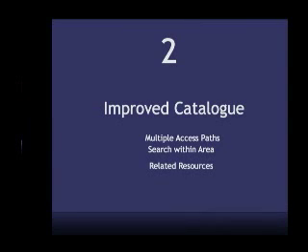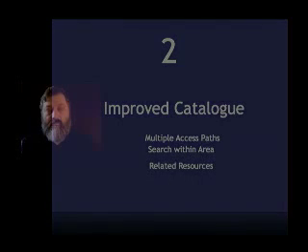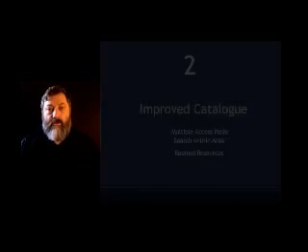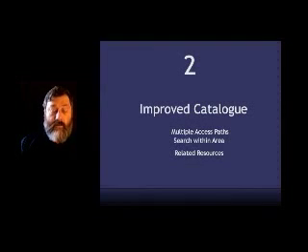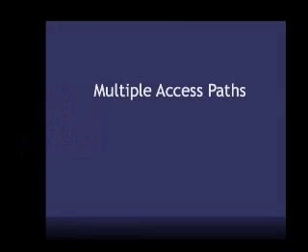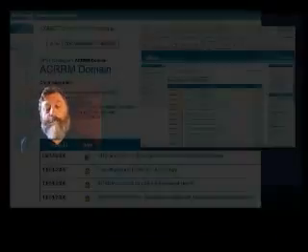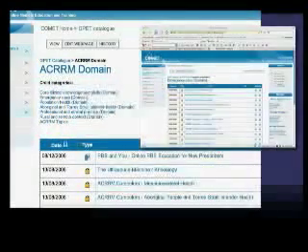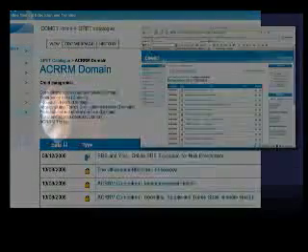The improved catalogue is one of these aspects. Multiple access paths, providing search within an area, and providing access to related resources. So what do we mean by this? Well, multiple access paths for a start. You've all seen something like this, presumably a typical menu drill down.